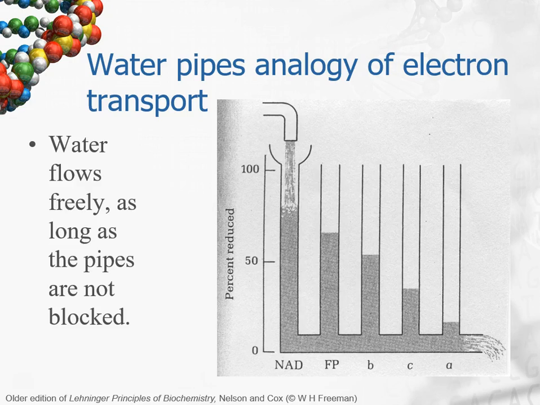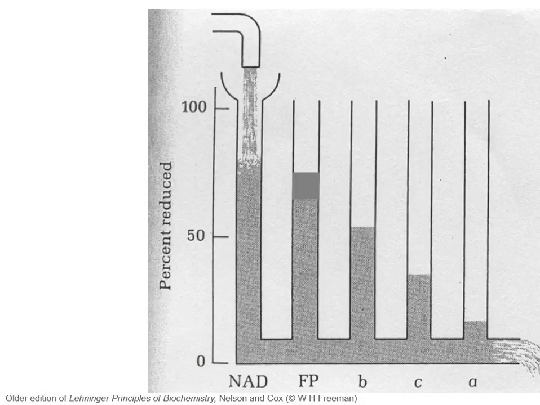So I have a scan from an old textbook here. Imagine the electron transport chain is analogous to some pipes with water. So you have a tap up here where water is flowing, and then we have an open tube right here where the water flows out. So water flows in here and out down here. Water flows freely as long as the pipes aren't blocked.